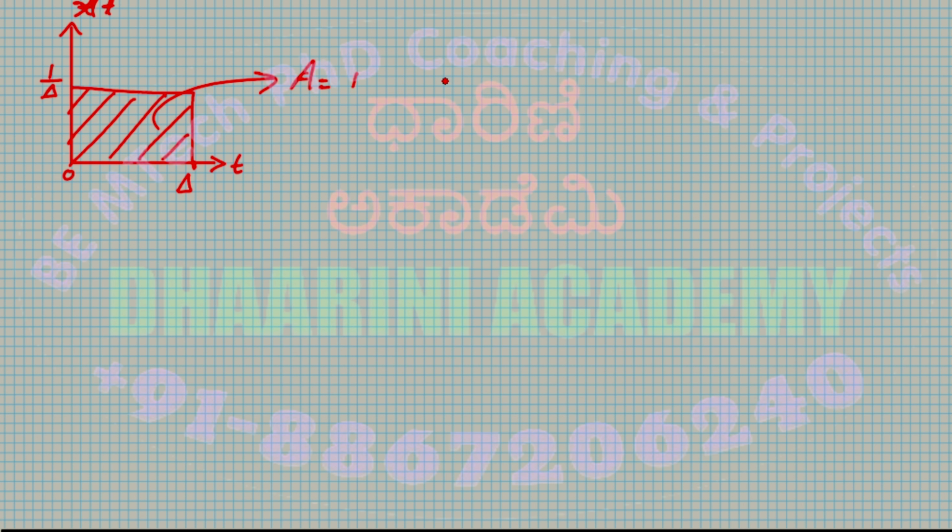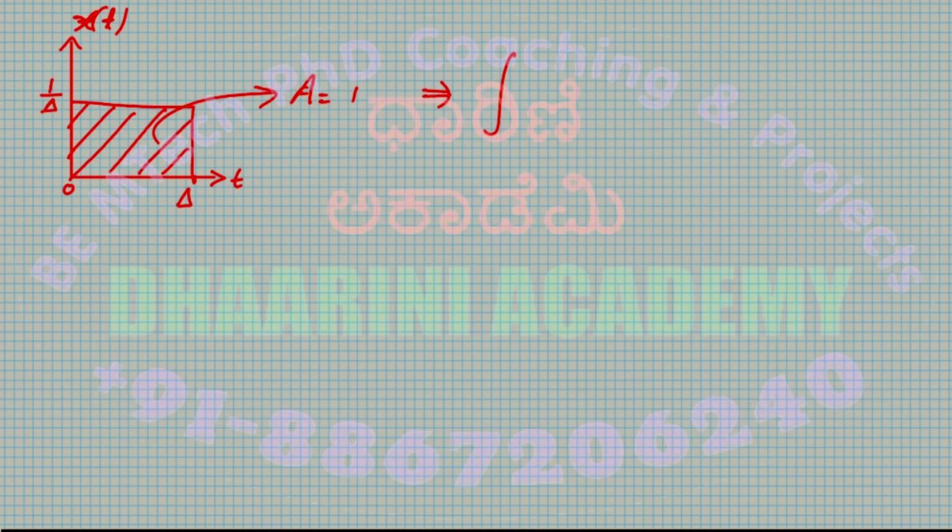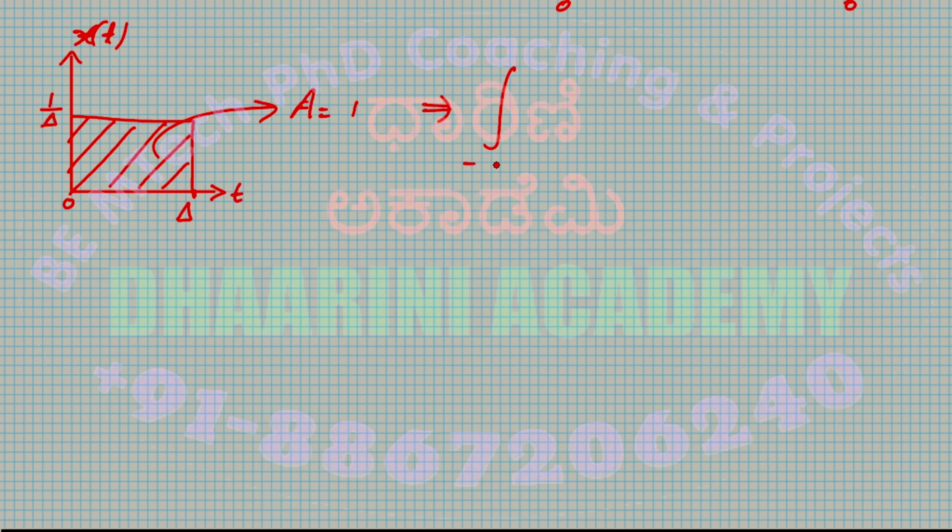Now you see, under this particular condition, if I try to do the integration from minus infinity to plus infinity, what is the area under the curve? This curve function exists only from 0 to delta. So the area is 1, correct? This is one function which satisfies our requirement: the integral from minus infinity to plus infinity of x of t dt is equal to 1, isn't it?